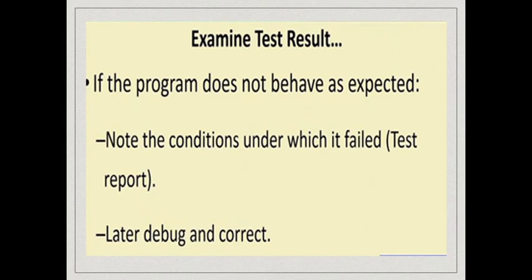So if the program does not behave as expected, we note the conditions under which it failed, and this we call the test report. Based on this test report, debugging is done to identify the exact faults or bugs, and then these are corrected.